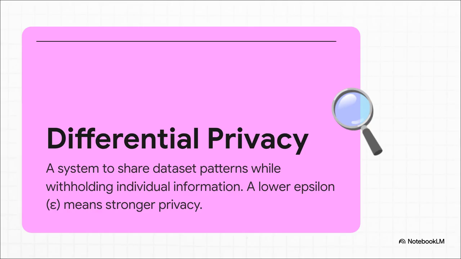And this gets to a huge professional responsibility. Differential privacy is this amazing technique that lets you share insights from data without revealing anyone's personal information. You do it by adding just a little bit of strategic noise. The key thing to know is this epsilon value. A lower epsilon means more noise, which means stronger privacy, but it might make your model a little less accurate. It's a really important balancing act.